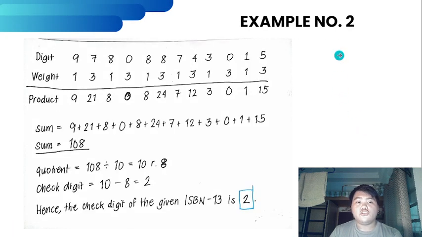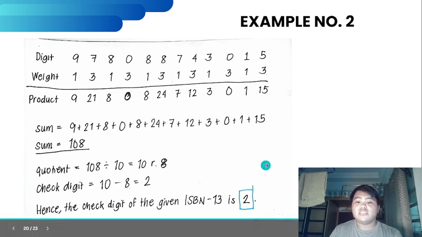In this solution, we multiply each digit by its corresponding weight. Every odd digit is multiplied by 1 and every even digit is multiplied by 3, so that we get the sum of products of 108. Then we divide by 10 to get the remainder. So we have 10 remainder 8. We get 8 and subtract it from 10 to determine the check digit of the ISBN 13. Hence, the check digit of the given ISBN 13 is 2.